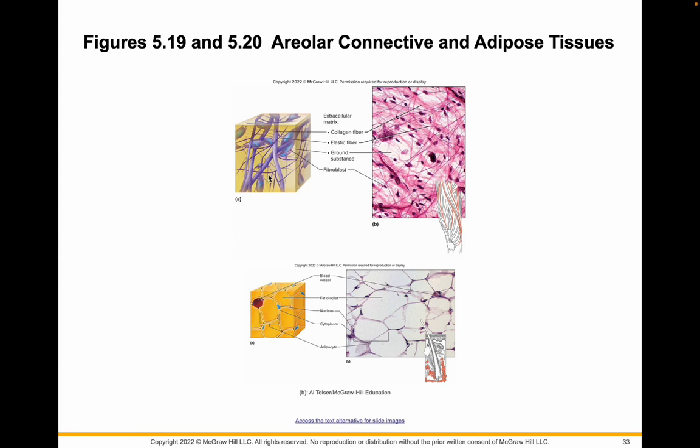So here's the cartoon picture of areolar. You can see it's pretty loose. There's a lot of, you can see the ground substance. You see the fibers in it. And this is what it looks like under the microscope. And so, again, this is just found all over and is somewhat delicate, but helps nourish tissues around it.